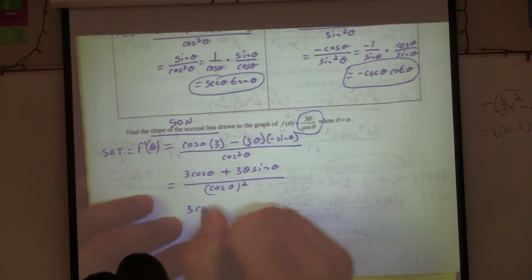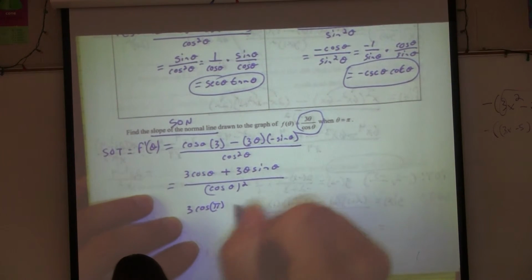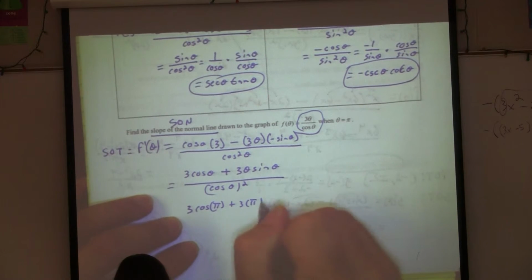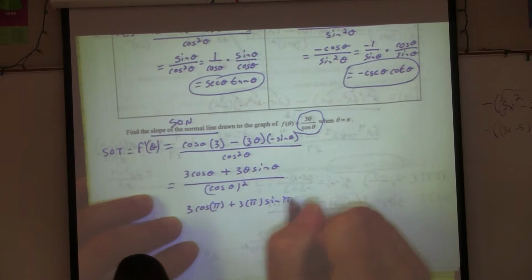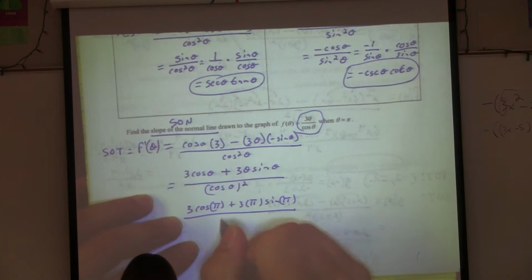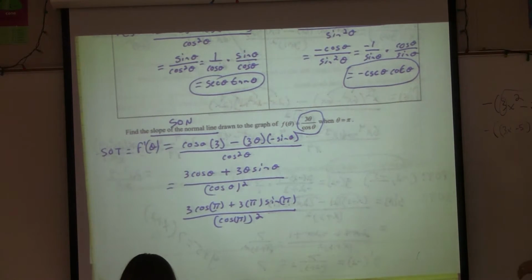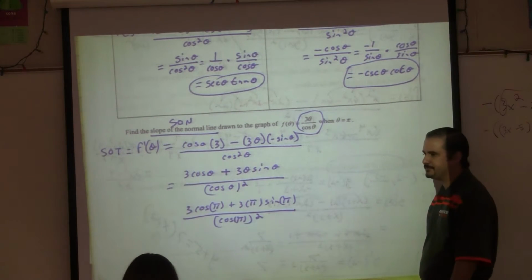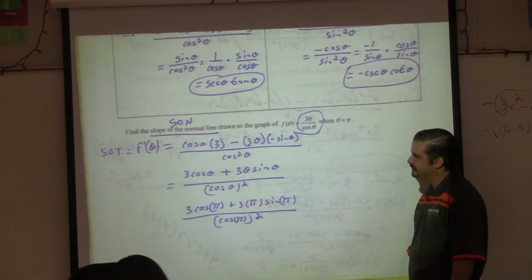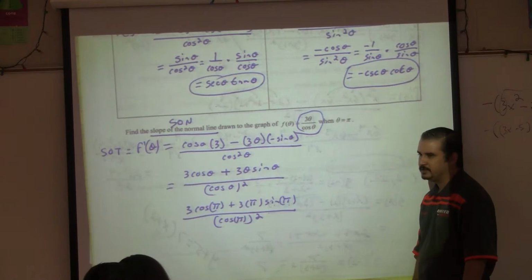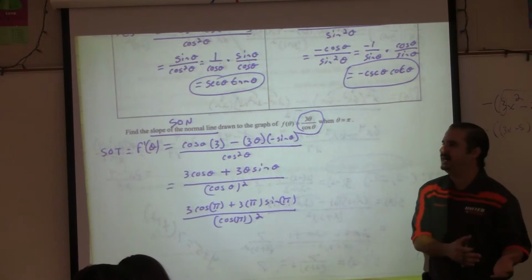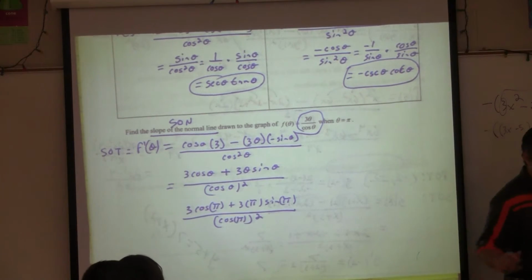So 3 times cosine of pi plus 3 times pi times sine of pi over, this is why I wrote it different. Because I want you to figure out what cosine of pi is and then square that, right? Okay, so you don't get confused. Good? So we need the coordinate at pi, so what would the coordinate at pi be?